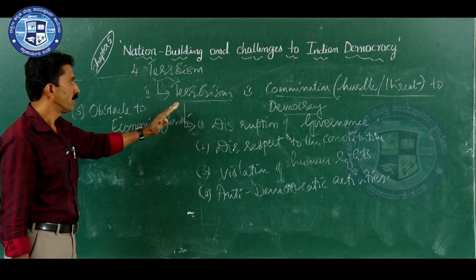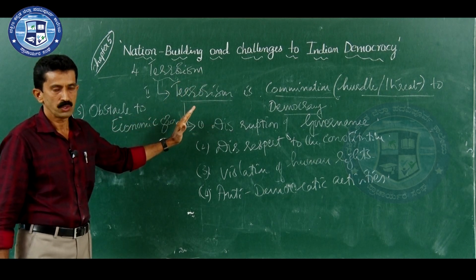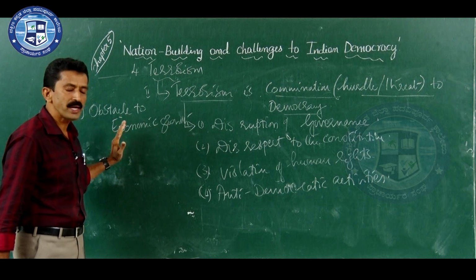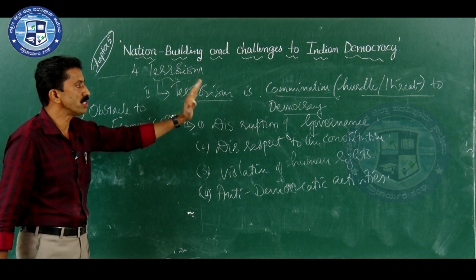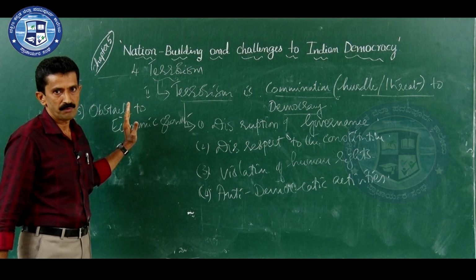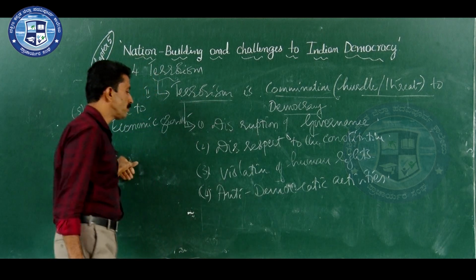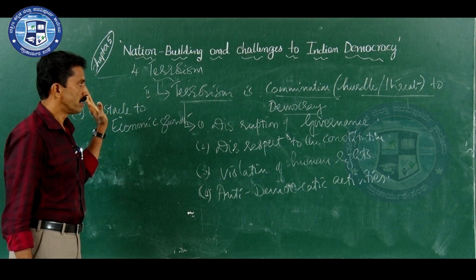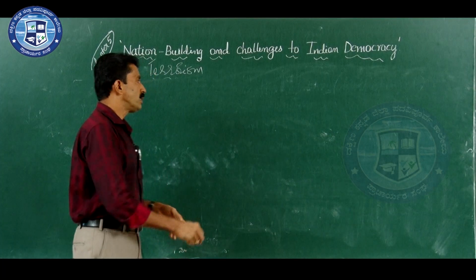If it is asked, terrorism is a hurdle to democracy, discuss. You have to mention 5 important causes of how terrorism is a hurdle to democracy. A 5 marks question may be asked in the examination and you have to answer 5 points regarding terrorism as a hurdle to democracy.